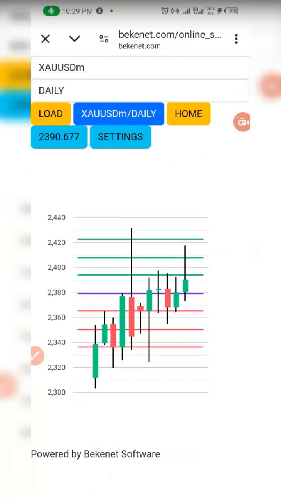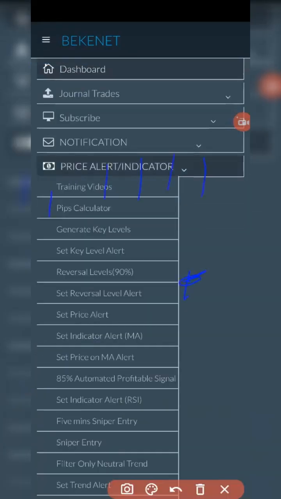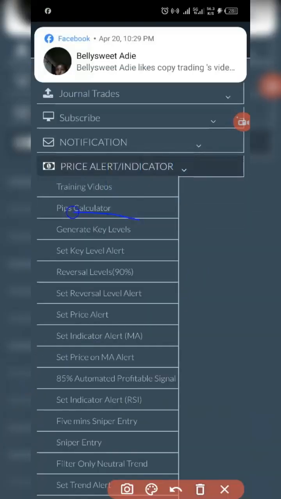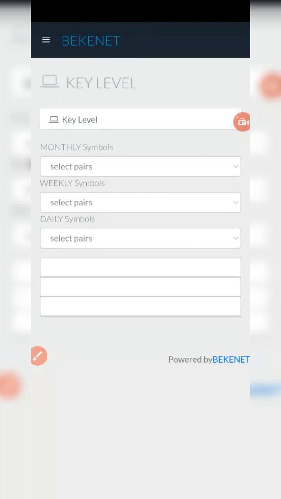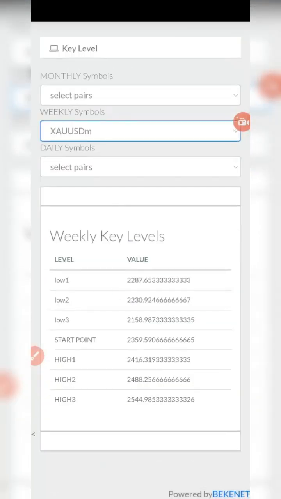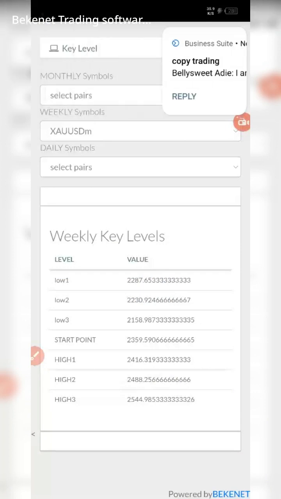At the same time, these key levels you're seeing, you can actually plot them, or program them as an alert. Look at it. You come to this place. There are videos for that, but let me just go through it. You can generate the key level. Once I click it, I normally use weekly. Weekly is in the middle. I just select gold. It will not display everything. All I need to do is just copy and paste it as a horizontal line on my chart. Most times you see my chart, you see lines.